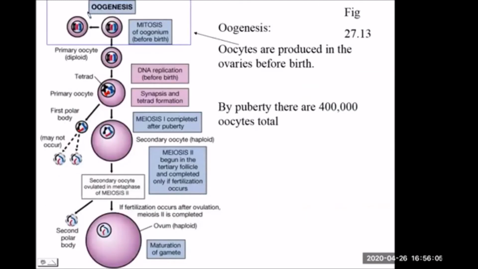What's known as oogenesis, as I mentioned, the creation of the cells, has occurred largely before birth. So they're stored within the ovary.